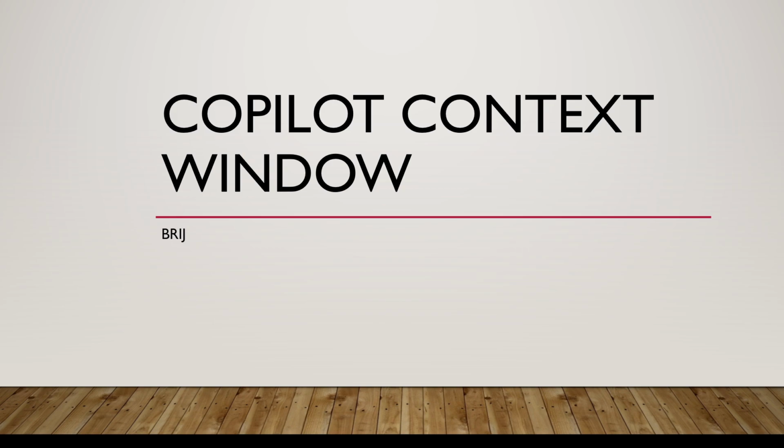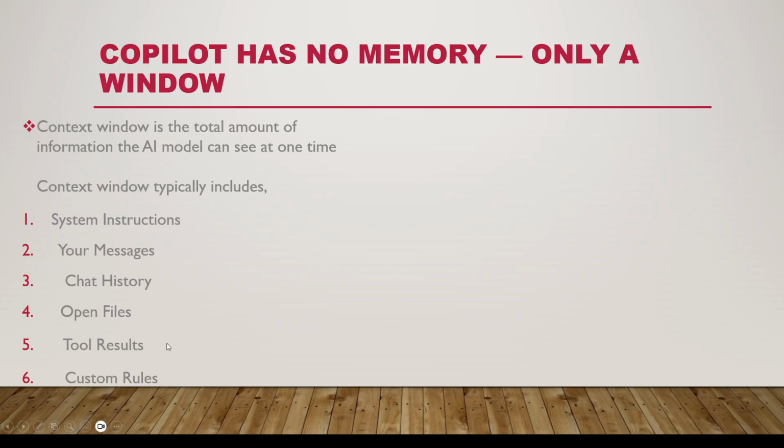In this section, we'll talk particularly about Copilot context window. As we have seen in previous videos, there's something called context. Context engineering we have talked about at a very high level, and we'll do it in subsequent chapters. But Copilot, as such, has no memory on its own, so it has a context window, which is also called context. Context window is the total amount of information the AI can see at one time.